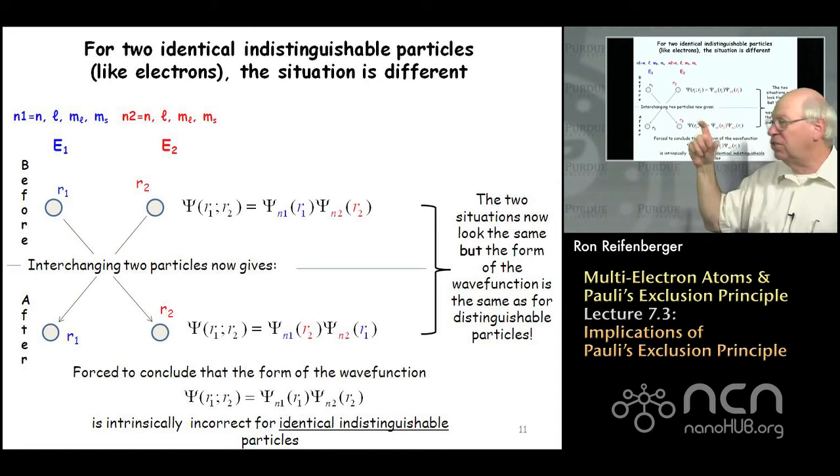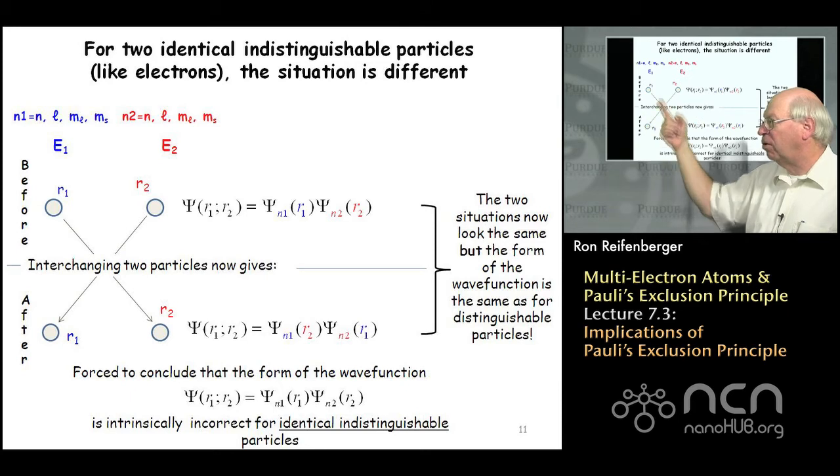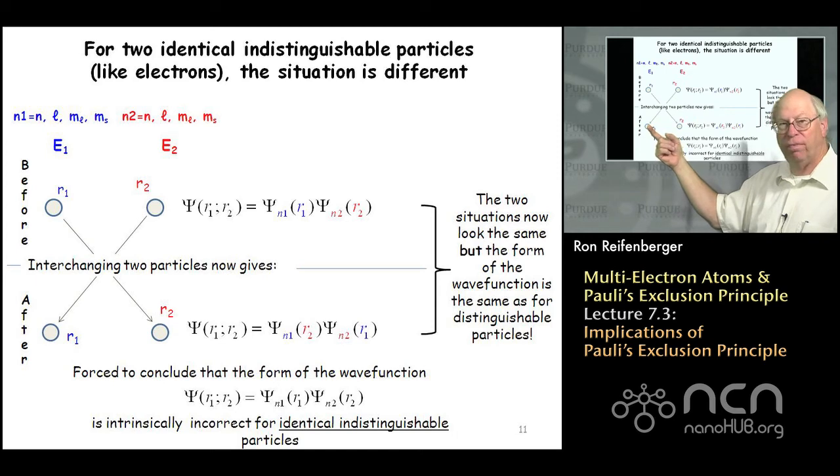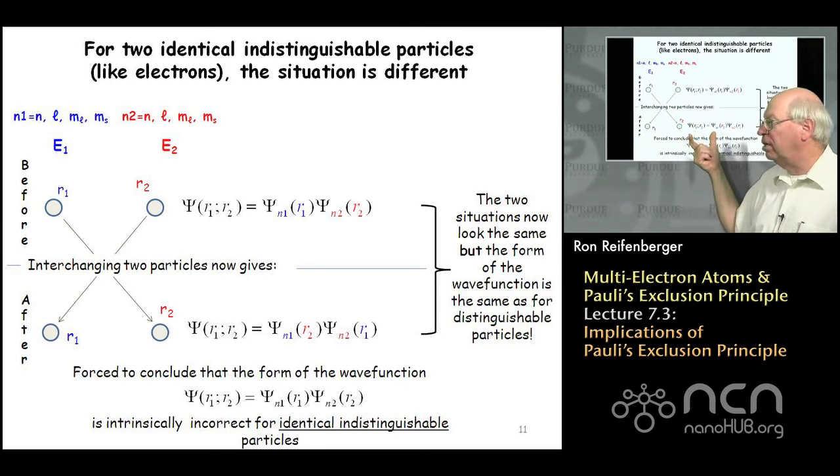I can, though, imagine switching the location of particle 2 with particle 1. So I can take the electron at position R2 and move him to position R1. I can take the electron at R1 and move him to position R2. And then I have to modify the wave function, which I approximate as the product of these two single particle wave functions. So when I do this switch, the wave functions are distinguishable. I can tell the difference between this wave function and this wave function, right?